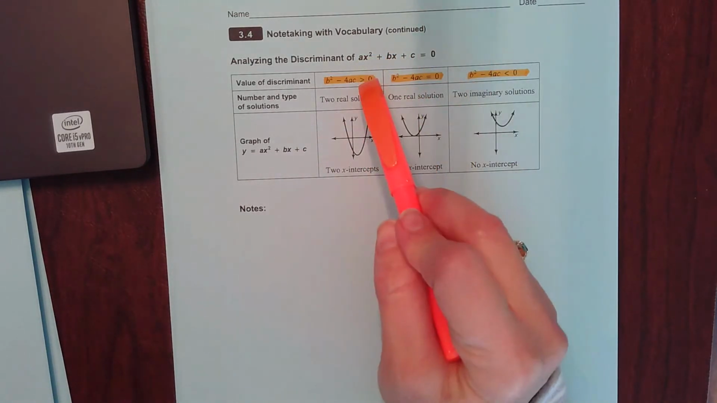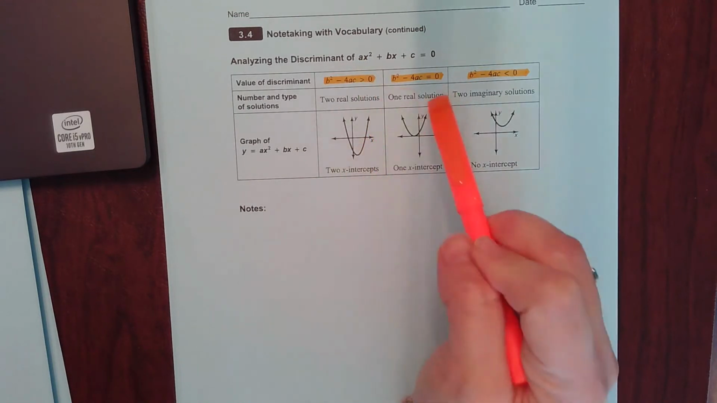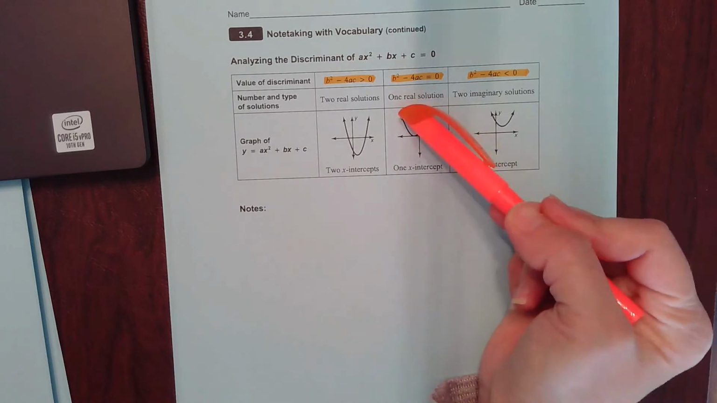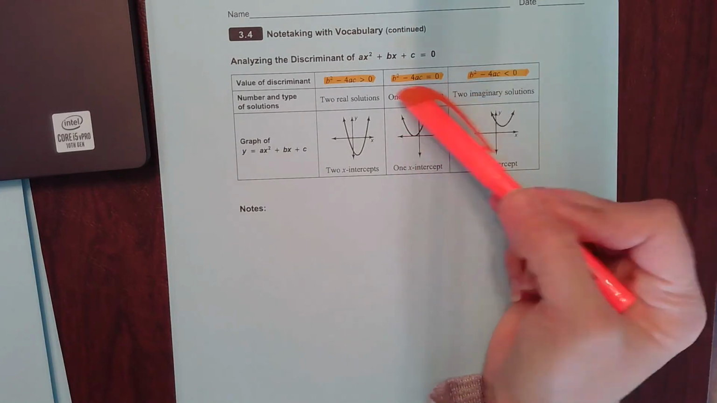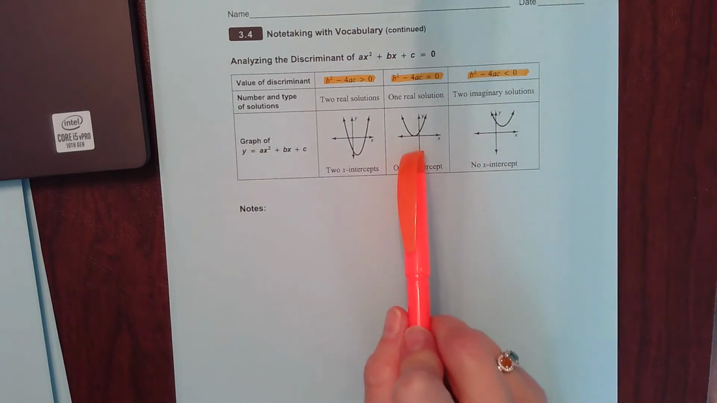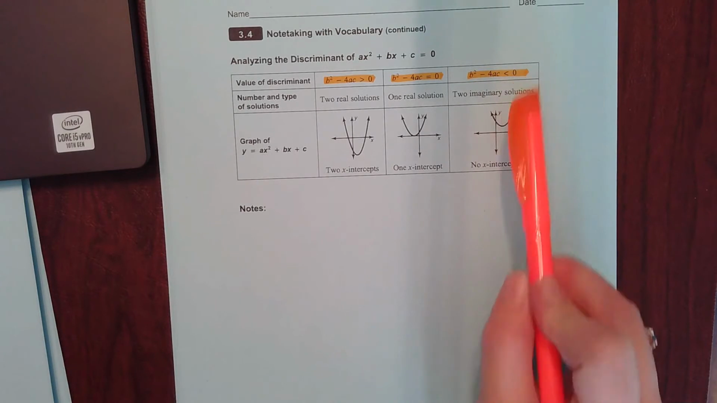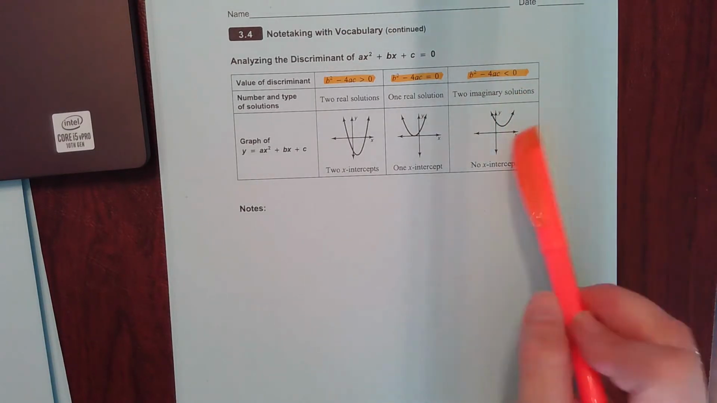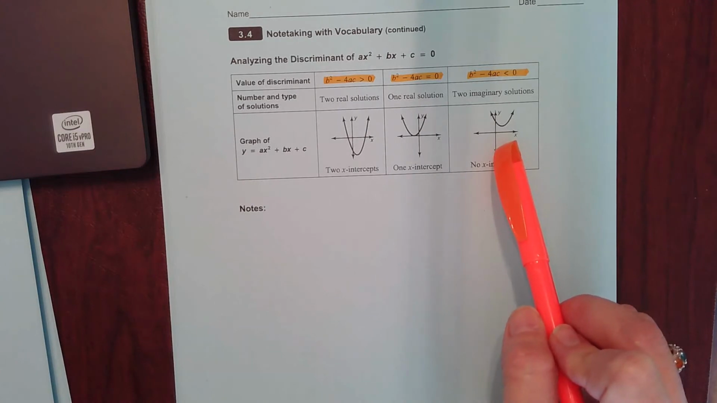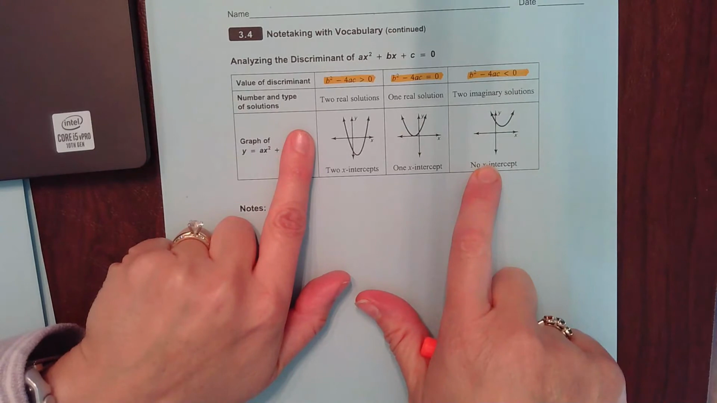If the discriminant is positive, you're going to have 2 solutions. If the discriminant is 0, it means your graph is going to touch the x-axis but not pass through it, which means it's going to bounce off. And so what that means is you're going to have 1 solution. And when the discriminant is less than 0, which means it's negative, that underneath the radical would be a negative number. That means that you're not going to have any x-intercepts. So you're going to have 2 imaginary solutions, but no x-intercepts.